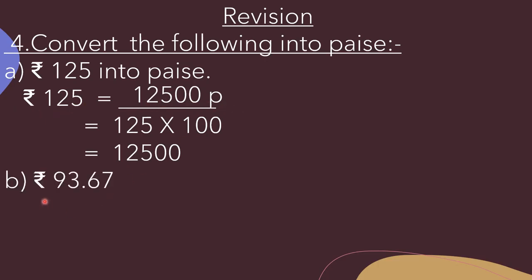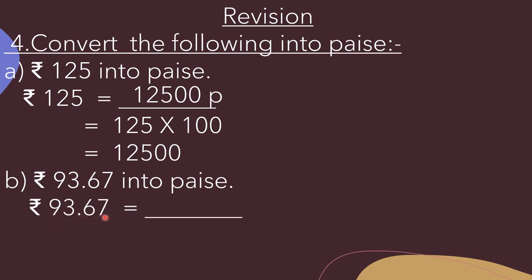Now in B part, it is given rupees 93.67. So again we have to convert it into paise. So beta, whenever this type of rupees is given with a dot, you have to just remove the point given. Okay. And at the last you have to write P. So here rupees 93.67 is equal to 9367 paise. We have only removed the point here beta. Okay. And our answer is 9367 paise.